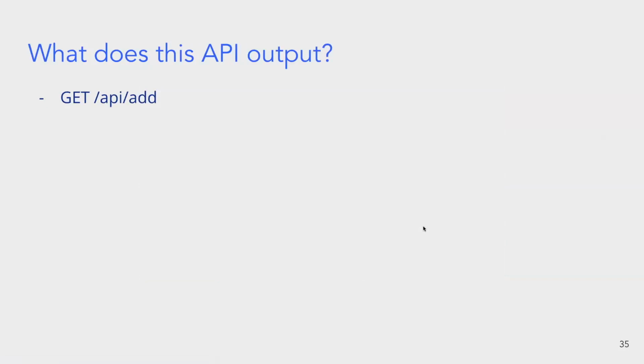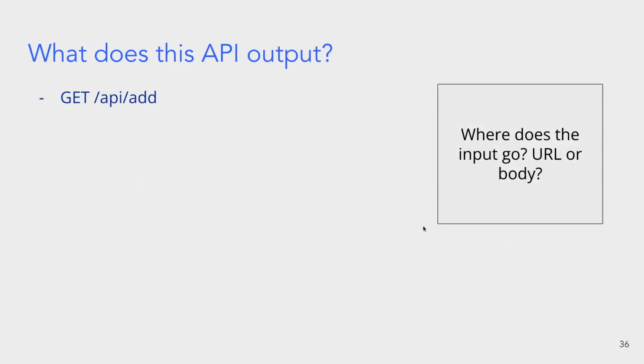So this API endpoint is going to be a GET. And we're going to be accessing API add. What this API does is kind of implied by the name: it takes two numbers and it adds them together and it gives you the result.